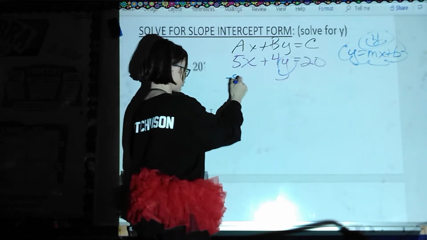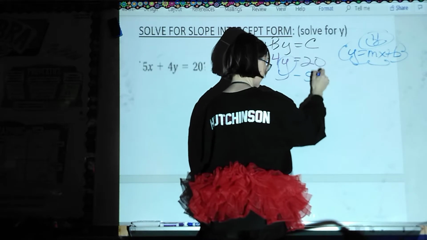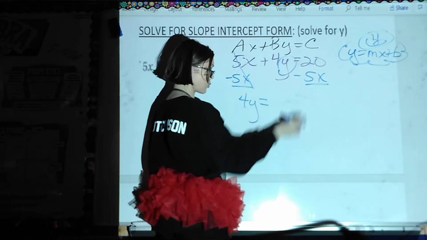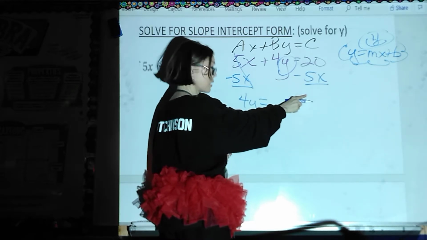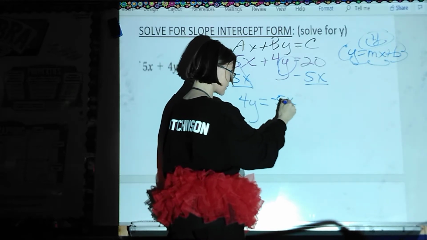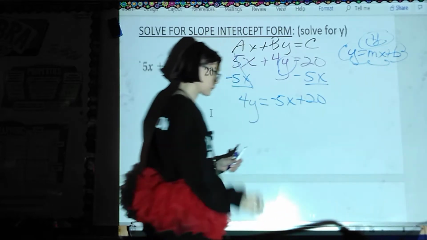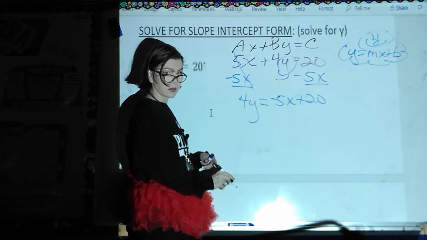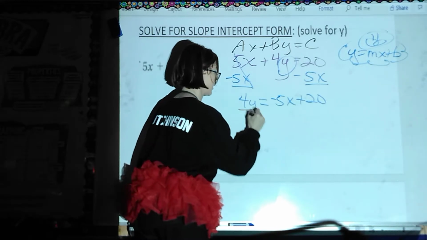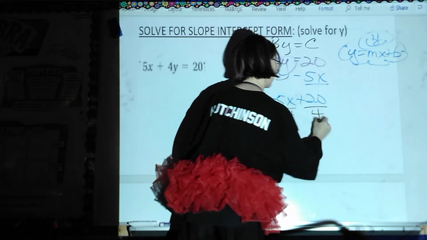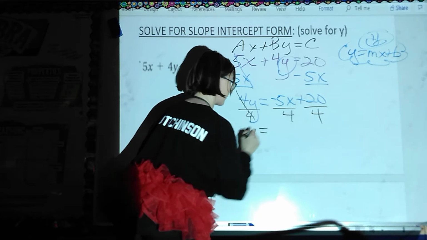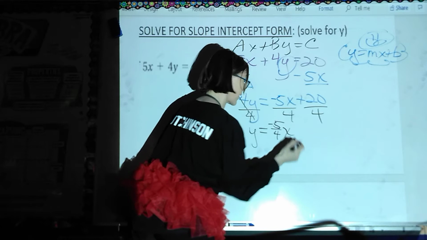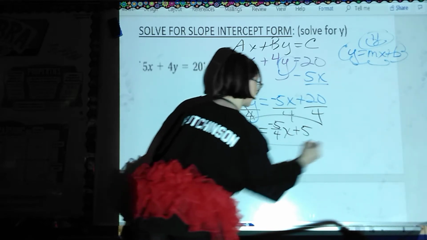Here we go. Subtract 5x from both sides. Those cancel. Bring down your 4y equals, what comes first in our slope-intercept form? The slope, negative 5x, positive 20. Last step. Have we solved for y yet? No. Got to divide by 4. Divide by 4. Divide by 4. Bring down your y, and our final answer is y equals negative 5/4 x, and 20 divided by 4 is 5, and there you have it.